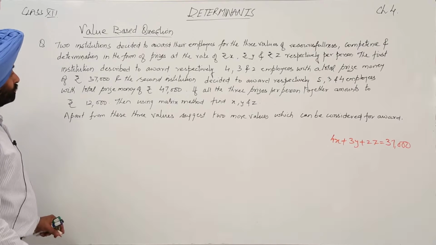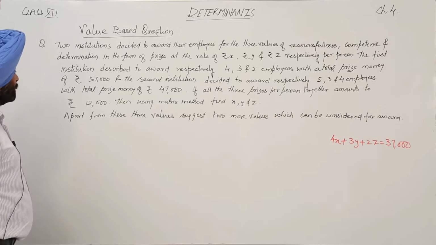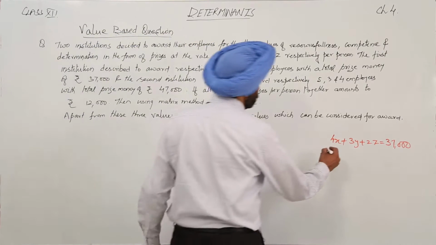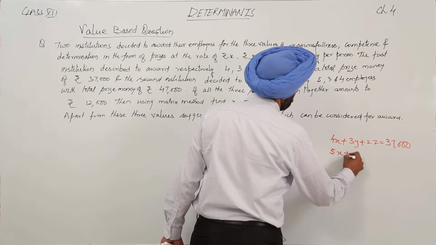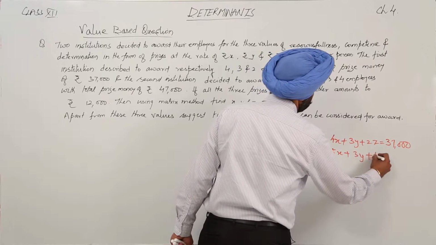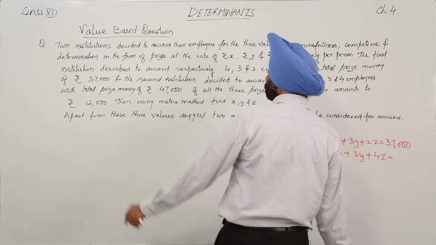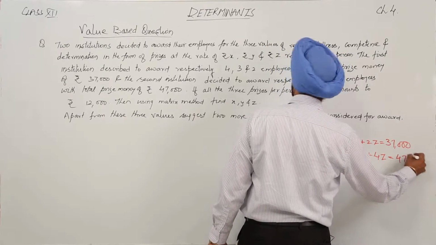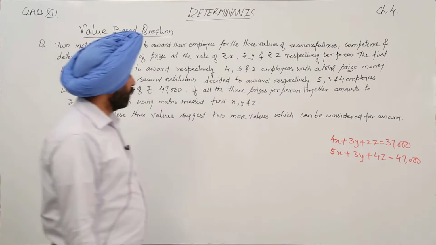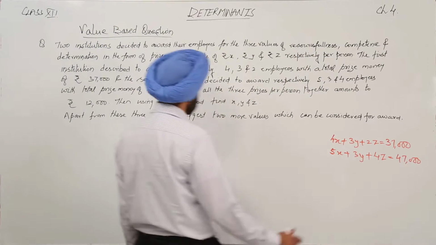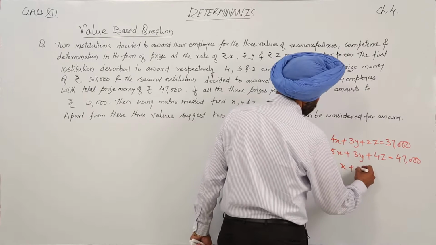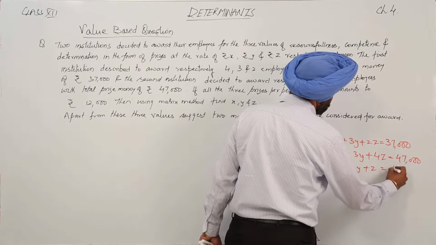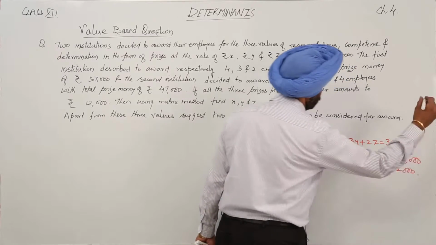Then the second equation is for 5, 3 and 4. So we have 5x plus 3y plus 4z is equal to 47,000. And the last is all the three together are for 12,000: x plus y plus z is equal to 12,000.